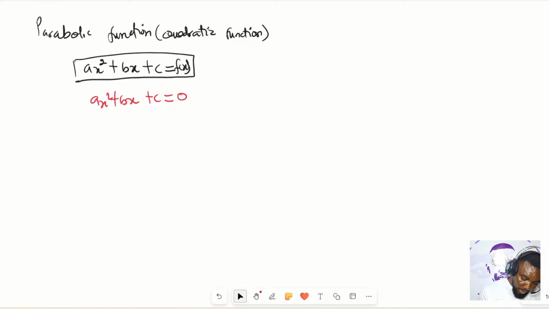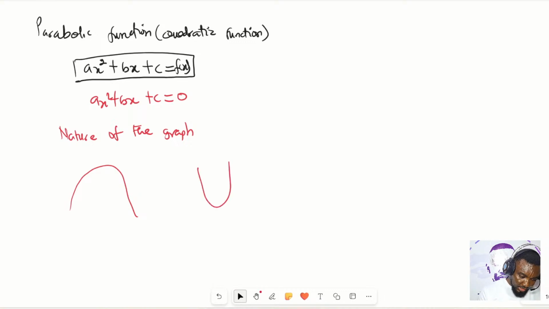So we mentioned that a parabolic function can be written of the form ax squared plus bx plus c, which is equal to f of x. Now, another thing we looked at is the nature of the graph of a parabolic function. Basically it is either curved like the intersection sign, like this, or curved like the union sign, like this.